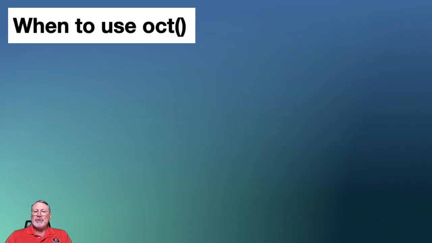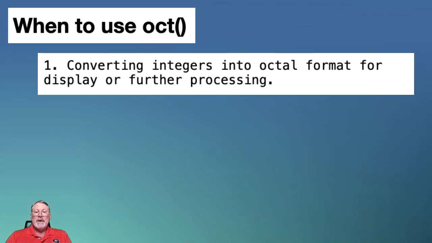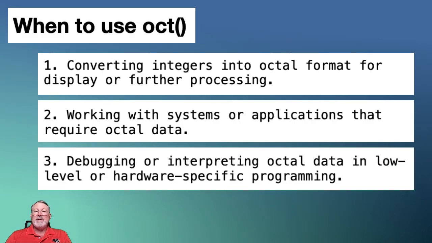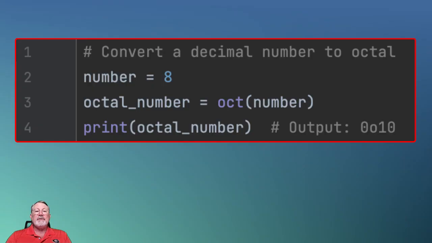So you'd use oct when you're converting integers into octal format for display or further processing, when you're working with systems or applications that require octal data, or perhaps when you're debugging or interpreting octal data in low-level or hardware-specific programming.